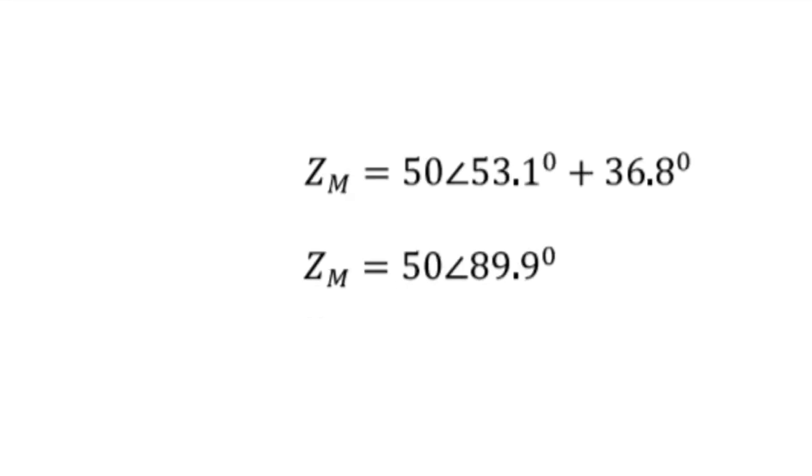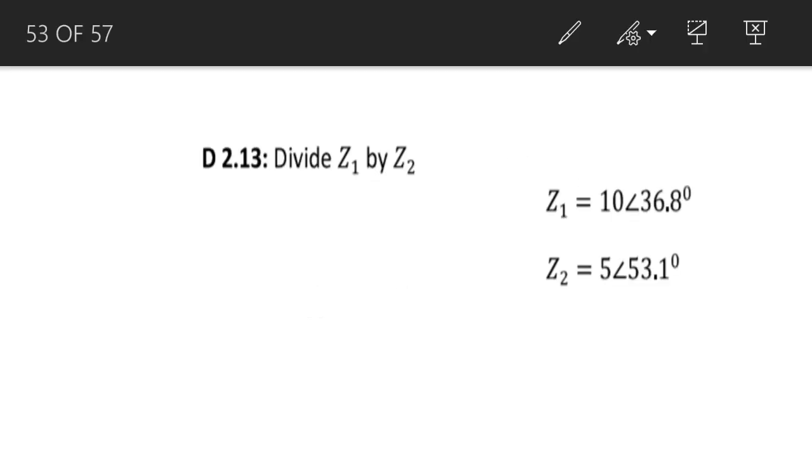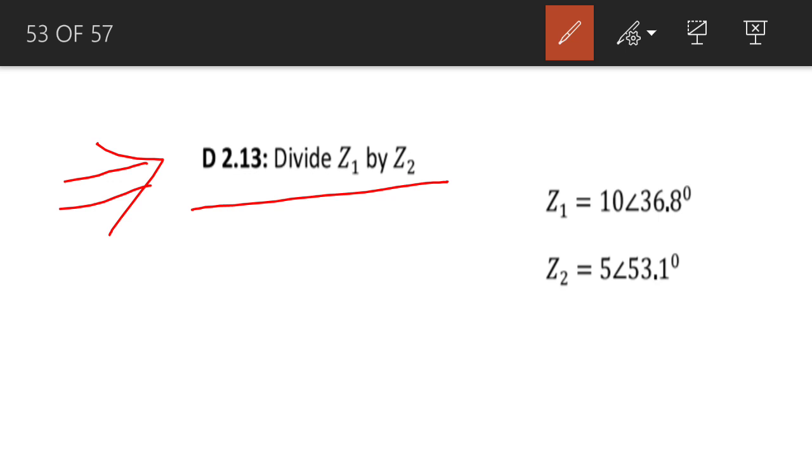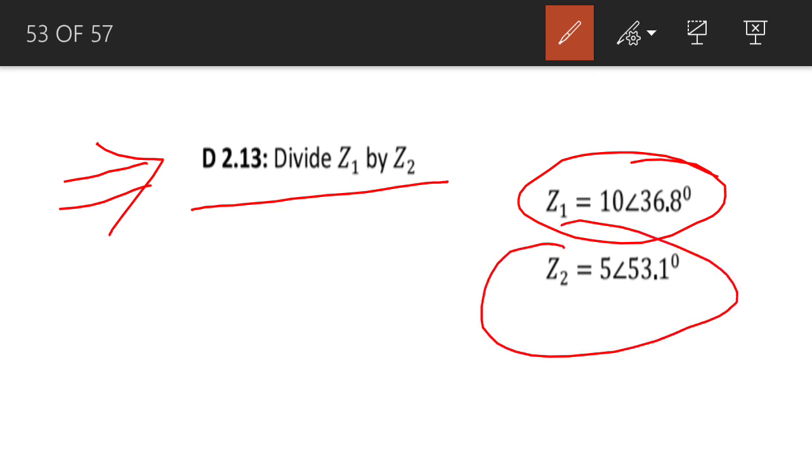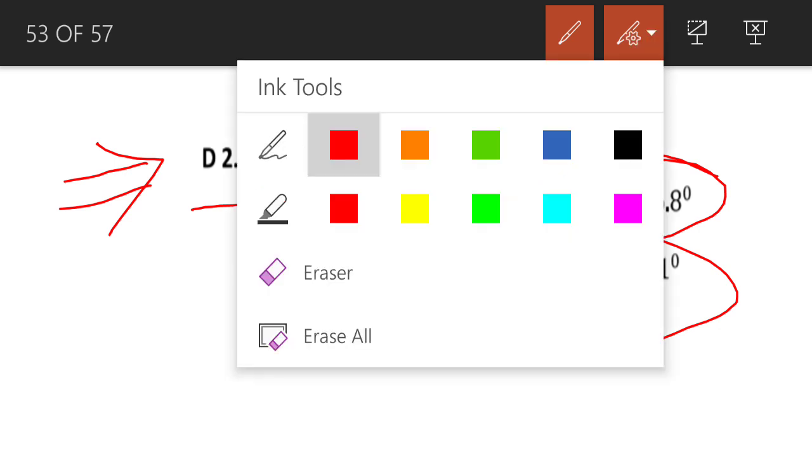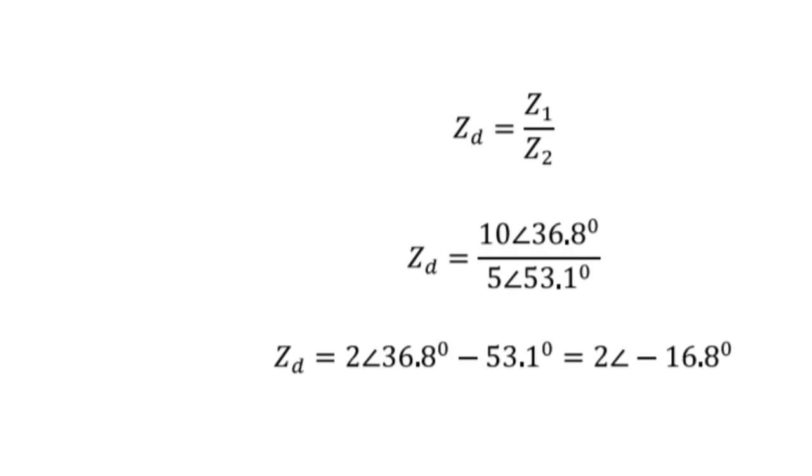So let us do another numerical example. This is example number 13, which says divide Z1 by Z2. Z1 is in polar form, and Z2 is in polar form as well. We know that we can divide one phasor by another in rectangular form as well, but this division will take a lot of time. It is very convenient to divide one phasor by another in polar form. So we are going to divide Z1 by Z2 in polar form.